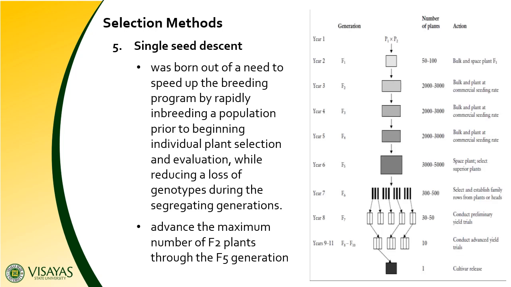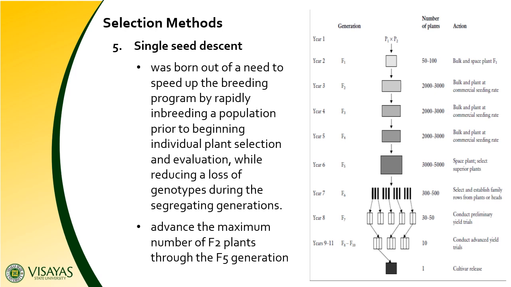So here, from the term itself, single seed descent. So, usa ka seed per plant ang imong i-advance through generation. So, each individual plant will be represented by a single seed sa kada generation. Okay. So, mao nang gitawag siya single seed descent.